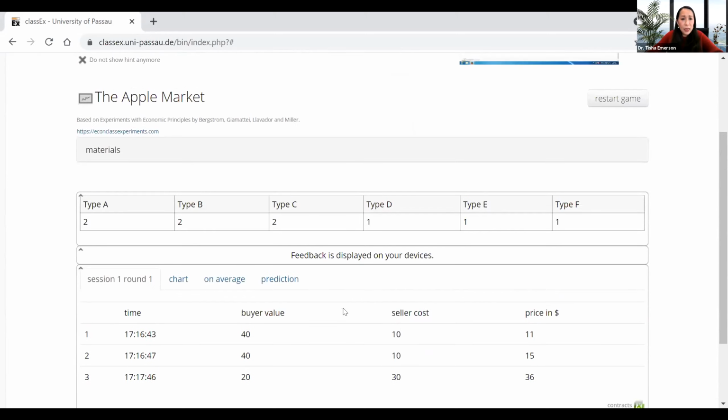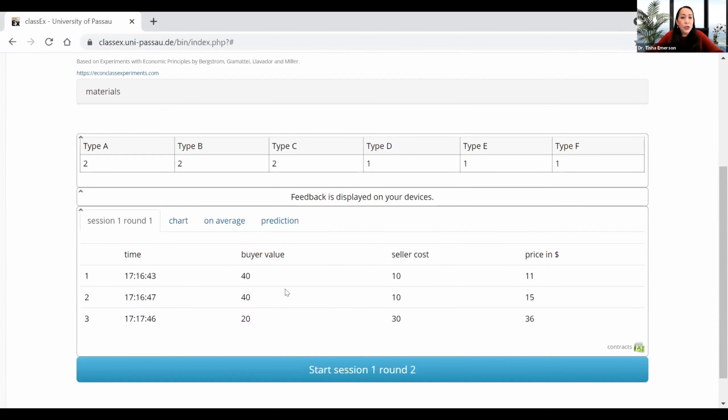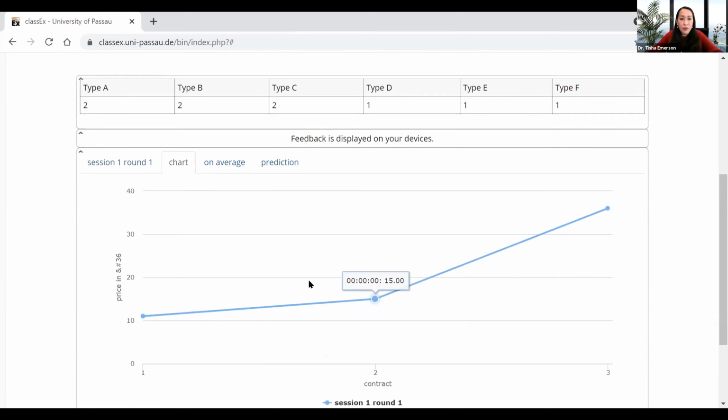You can see what actually happened in the experiment. You see what time the trades took place, the buyer values for those trades, the seller costs for those trades, and the prices that the trades took place at. And then, of course, we know from looking at this that there were 3 total trades that occurred. You can also reveal what happened graphically. So this is another way to present the information to your students. And this is all auto-generated by Class X.